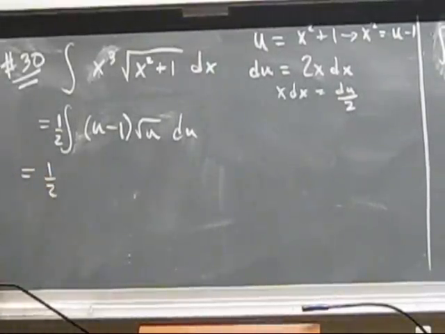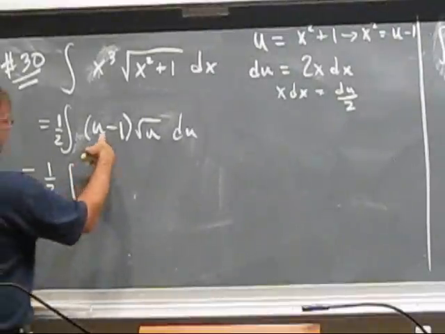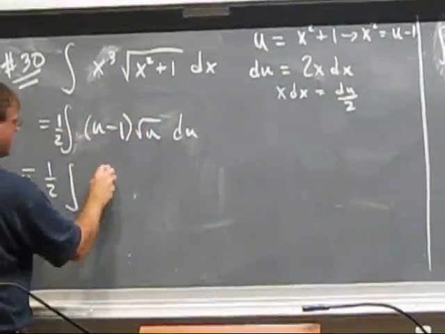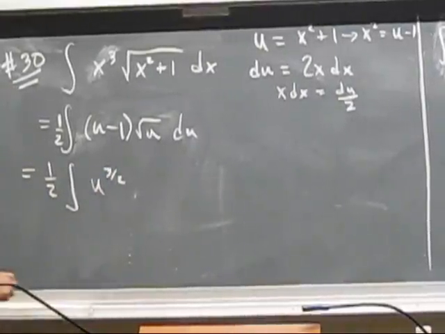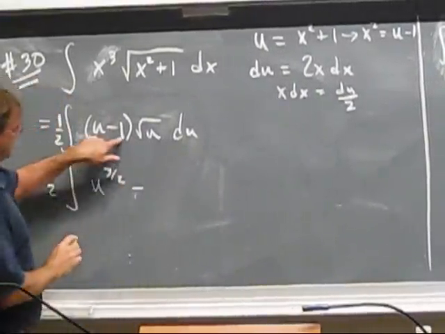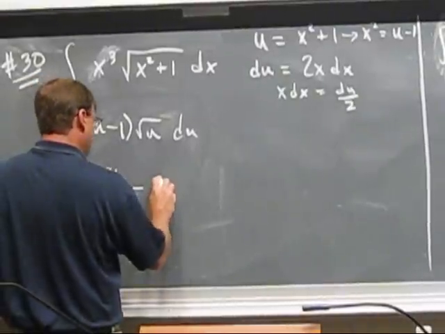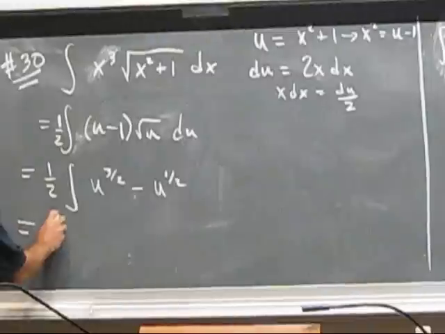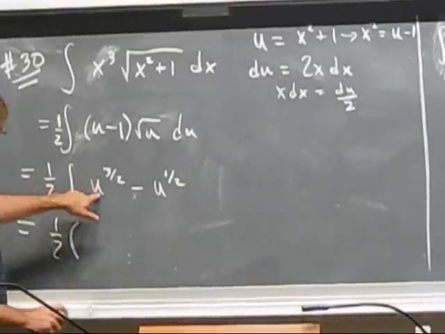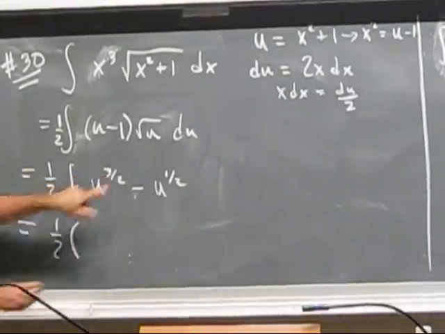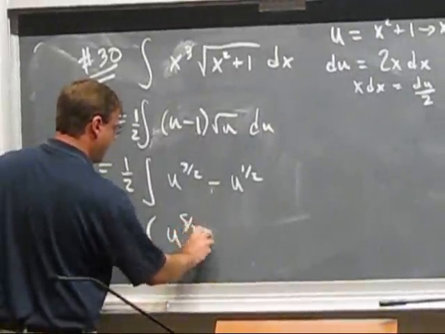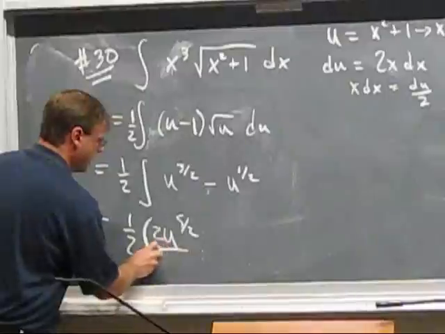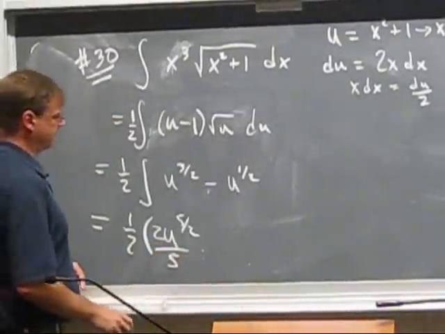Now, this is equal to the integral. I can multiply this out. When I multiply the u and the square root of u, I get u to the 3/2. And when I multiply -1 and the square root of u, I get u to the 1/2. So this is equal to 1/2. When I add 1 to 3/2 here, I get u to the 5/2. And then I'm going to divide by 5/2, which is the same as multiplying by 2/5.